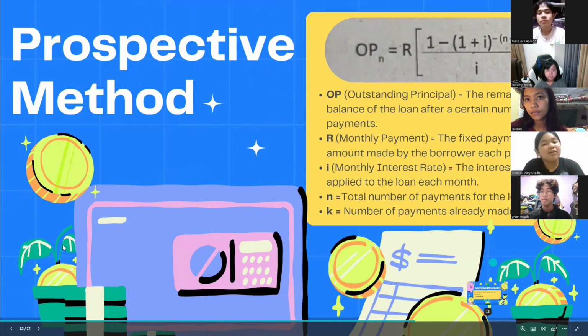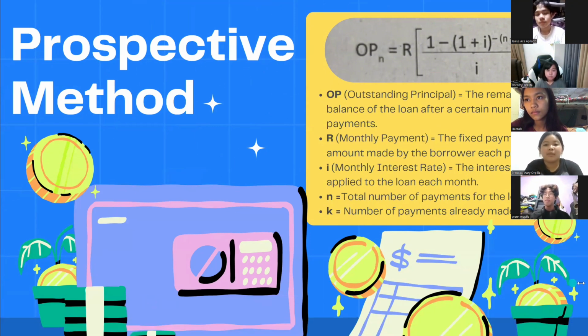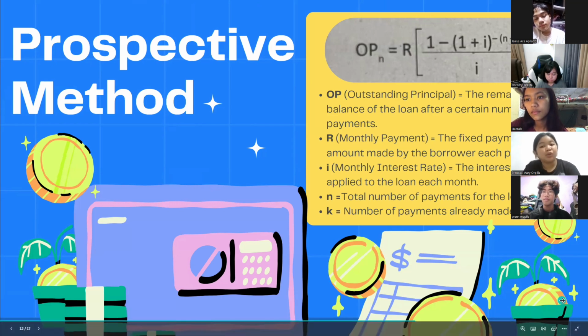So, outstanding principal is the remaining balance of the loan after a certain number of payments. R is the fixed payment amount made by the borrower each period. i, or the monthly interest rate, is the interest rate applied to the loan each month. n is the total number of payments for the loan. And k is the number of payments already made.